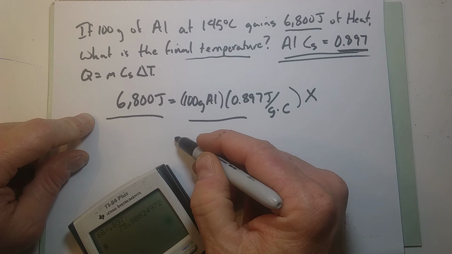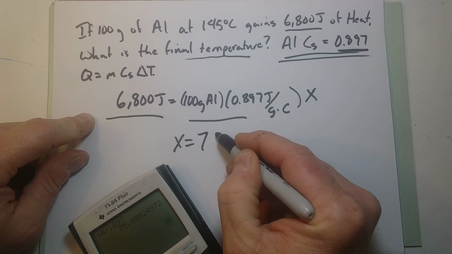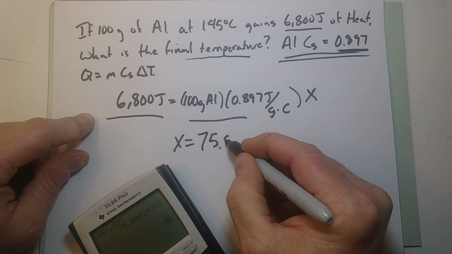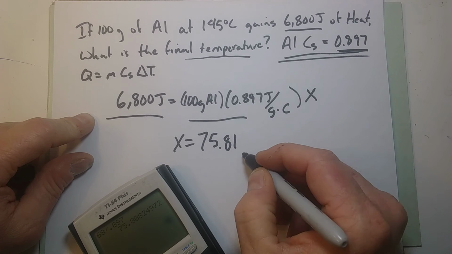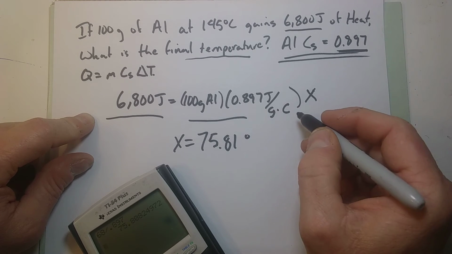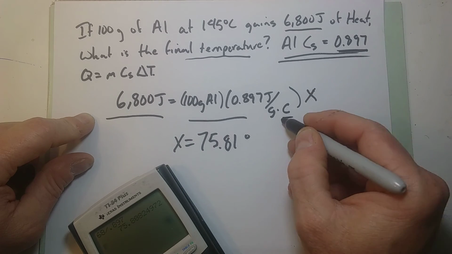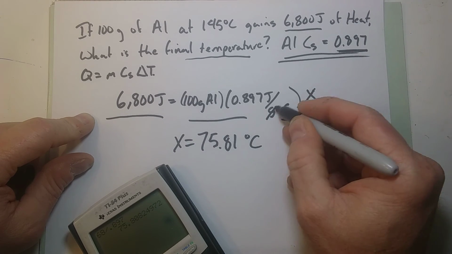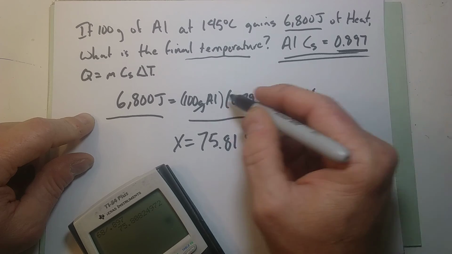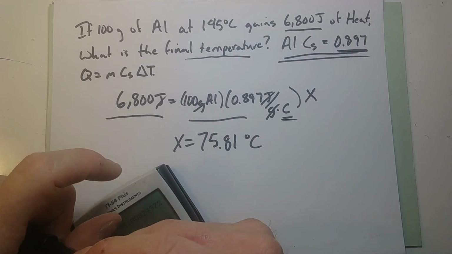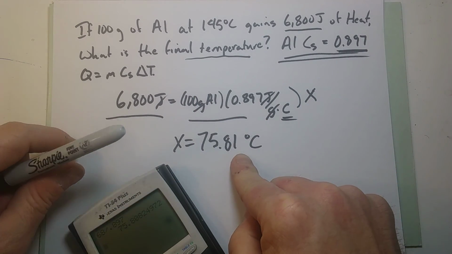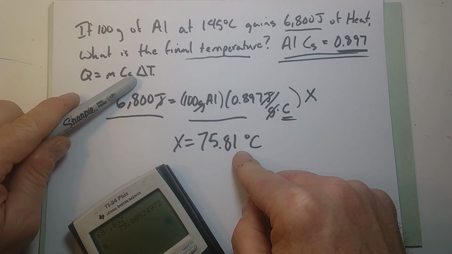That gives us x is equal to 75.81 degrees Celsius, because we know as we took this over there, this unit's the only thing left. We've canceled our grams and the joules also canceled, so we have just Celsius left. So that's our temperature change, delta T.